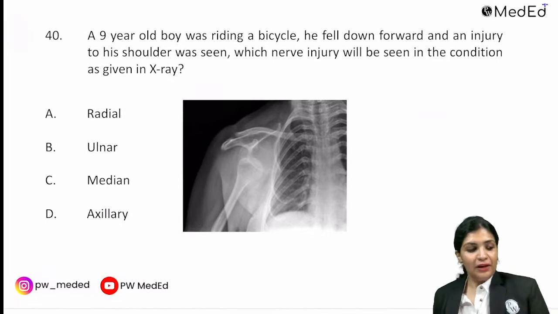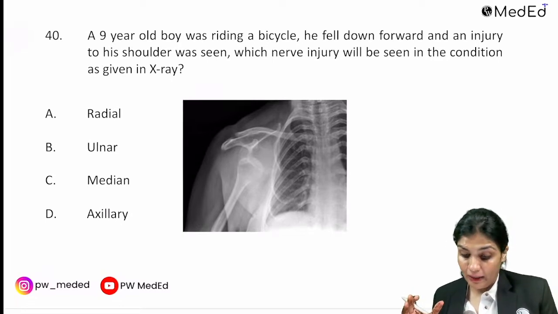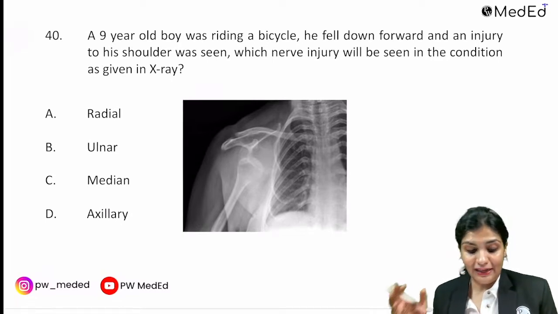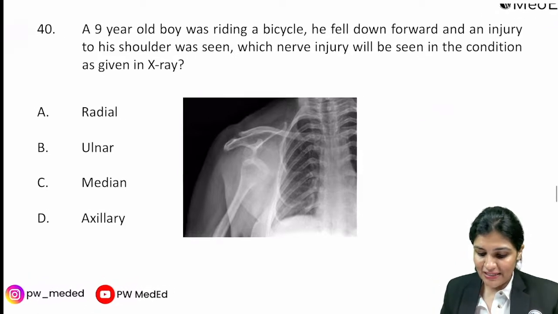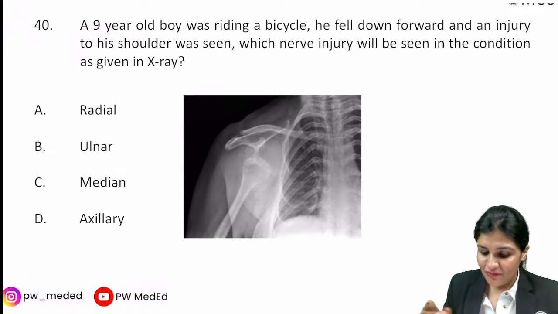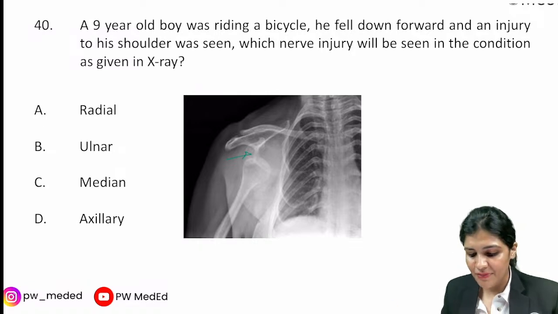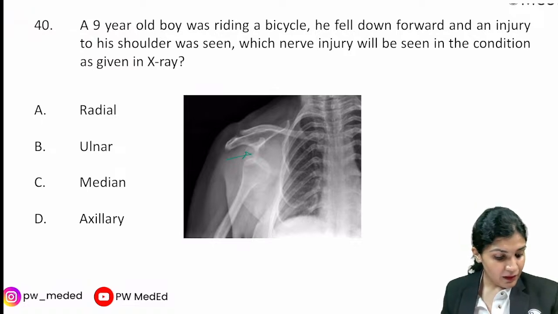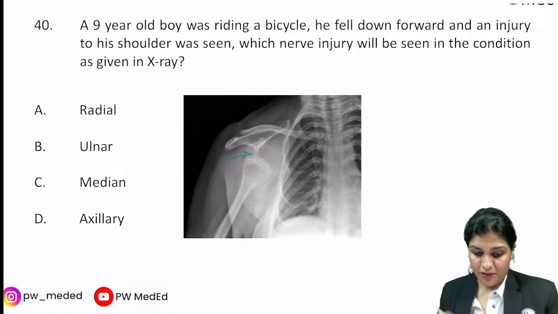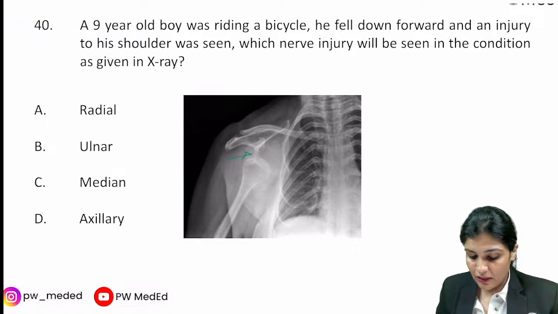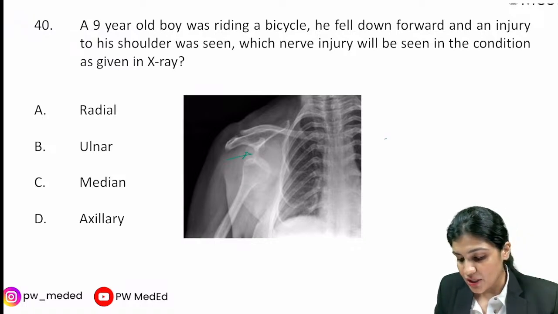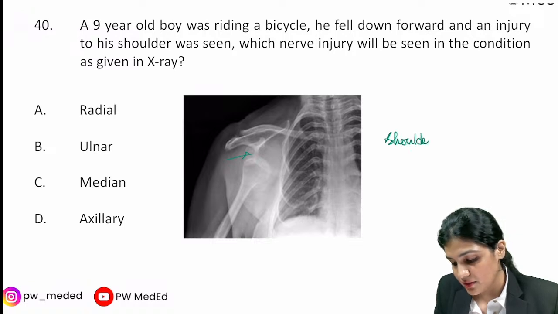Now the next question. A 9-year-old boy was riding a bicycle. He fell down forward and an injury to his shoulder was seen. So this is the X-ray they have put up. Now in this X-ray, you can see that the glenoid is empty, right? Whenever there is an empty glenoid and you see something away from the glenoid, yeah, correct. This is an empty glenoid. This is a condition of dislocation. So shoulder dislocation.